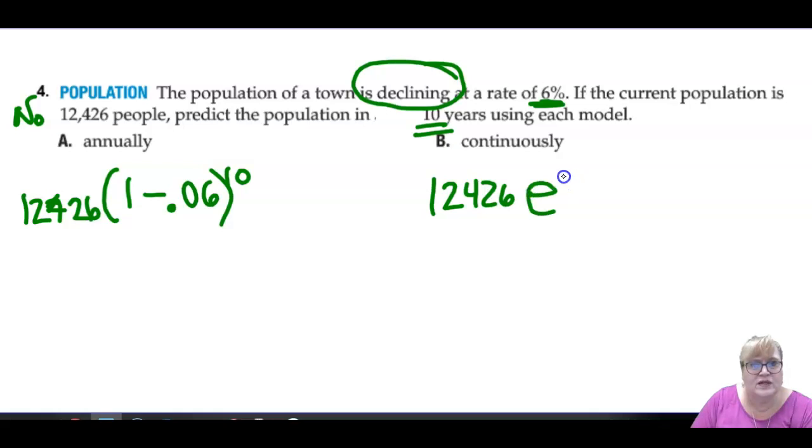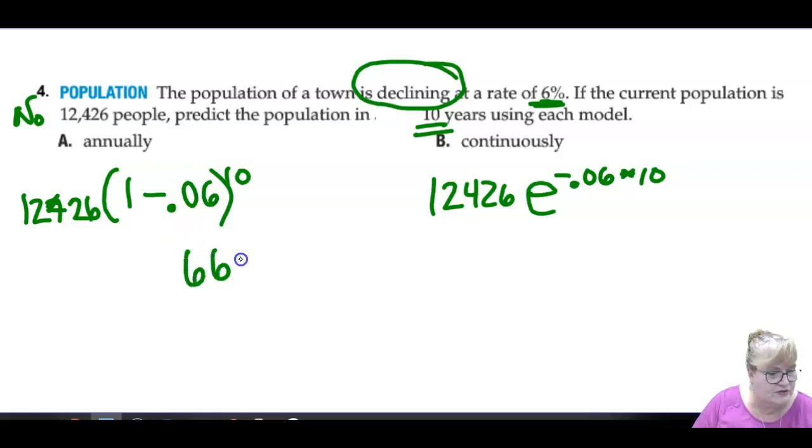E to the negative 0.06. When you're doing continuously and it's decaying, or declining, you do negative rate. And then times 10 years. Okay, I hope those two formulas, you could have picked out the right one. Here you could definitely use 0.94. You could do the subtraction first. Just make sure the 10 is in the exponent.